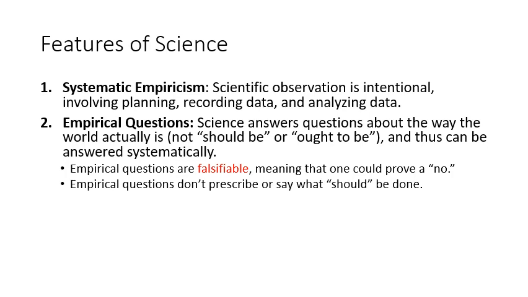Science answers empirical questions. It answers questions about the way the world actually is, not the way it should be, the way it ought to be, not the way we want it to be. And so because we're answering questions about what actually is, we can answer them, test them, and gather systematic data. And two details about empirical questions: they're falsifiable, and that means that there would be a way to prove that the answer is no. So if we make a statement, there would be a way to show that the statement is false. We'll look at some examples later.